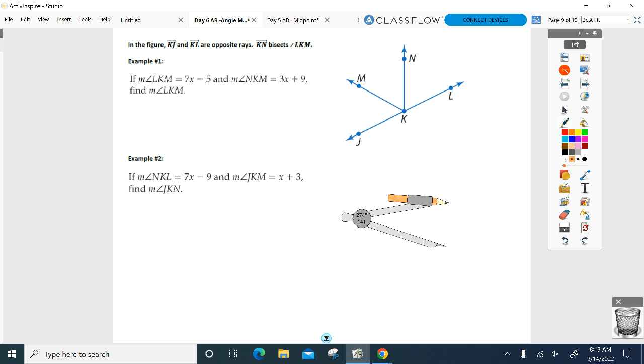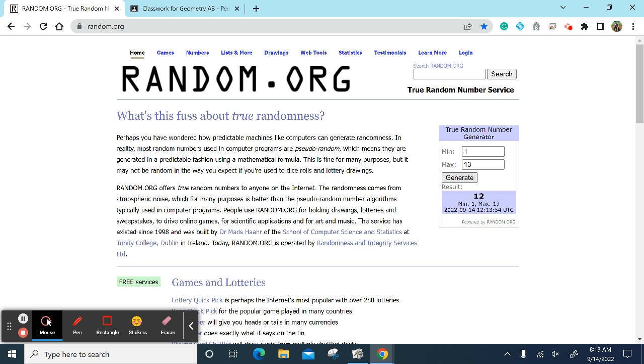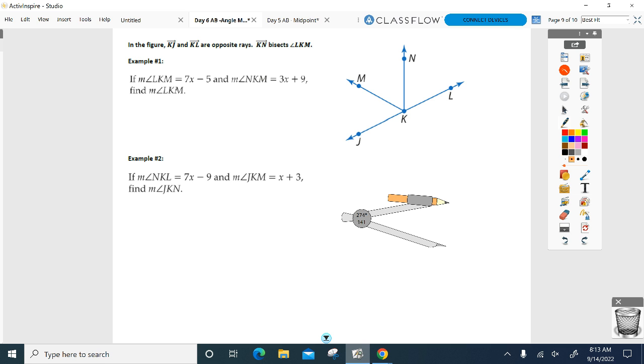Follow the order of the letters so you know where the angle is. LKM, this angle right here, KN bisects it. So which two angles up here should be congruent? LKM is getting bisected. MKN and NKL. Good. Mark it now. MKN, NKL. They're congruent.